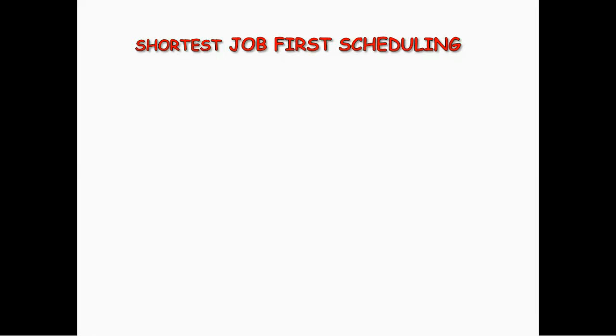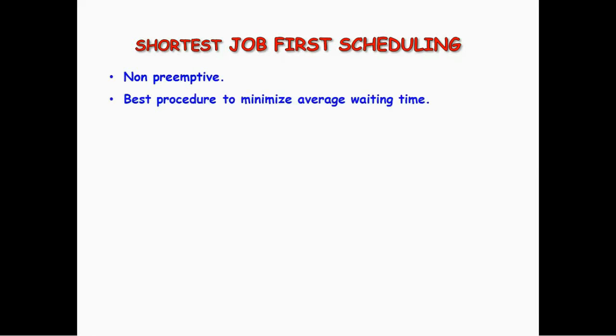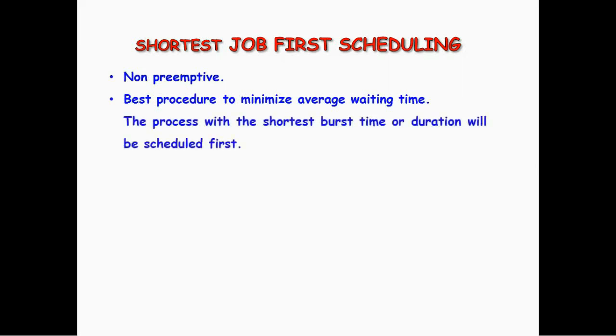This scheduling is non-preemptive, which means the CPU cannot be forcibly taken away from the currently executing process. The next thing, it is the best procedure to minimize average waiting time, and the concept used with the shortest job first scheduling is the process with shortest burst time will be scheduled for execution.